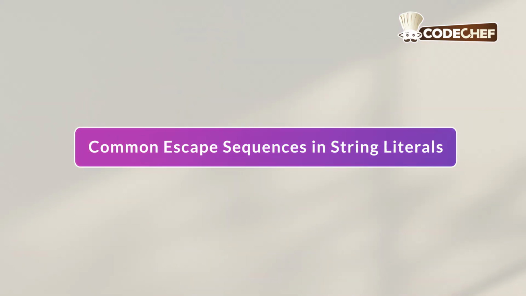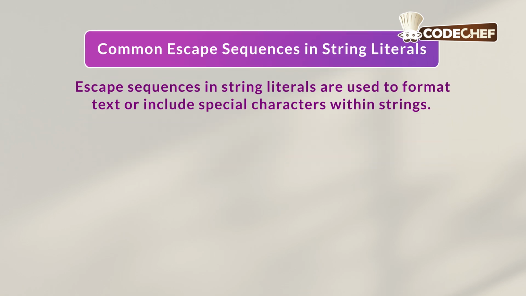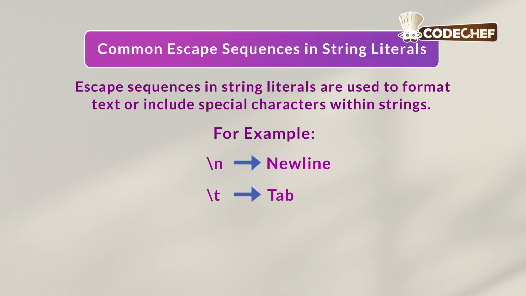I'll show you some common escape sequences in string literals. Escape sequences in string literals are used to format text or include special characters within a string. For example, we know \n is used for inserting the text in a new line. Then \t is used for tab space. Then \" is used to insert a double quote. And then \\ is used to insert a backslash in the output. Let us go to the CodeChef platform and see how string literals work in C++.